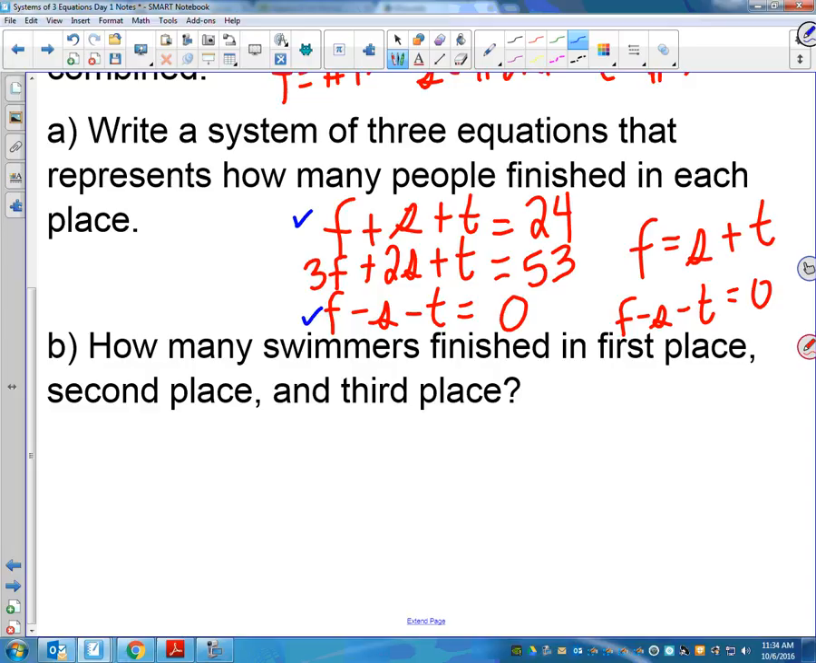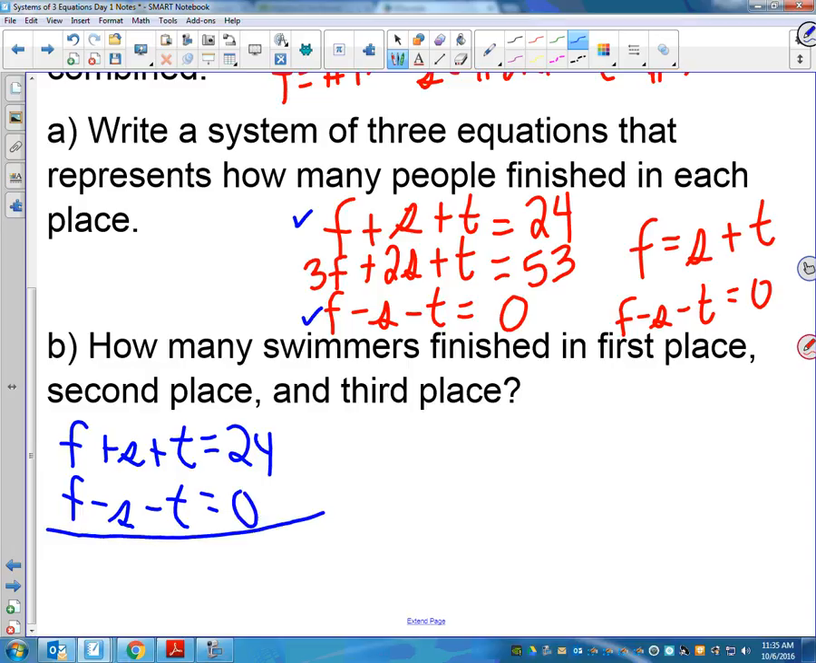So there's not a lot of variables, like that's what makes it not so bad. So I'm going to start with the first and the last one. Again, it's okay if you started with like the middle two. But the only reason I picked these two is because the t's are already opposite signs. So when I add these, I get 2f.